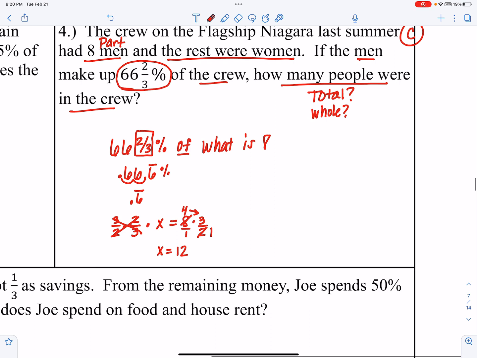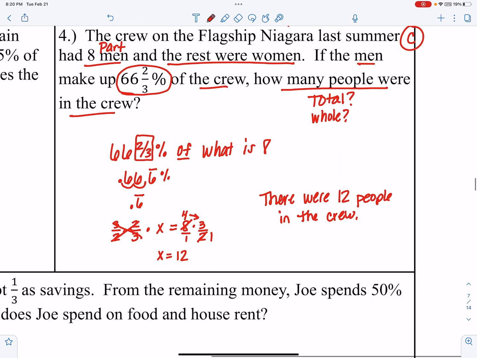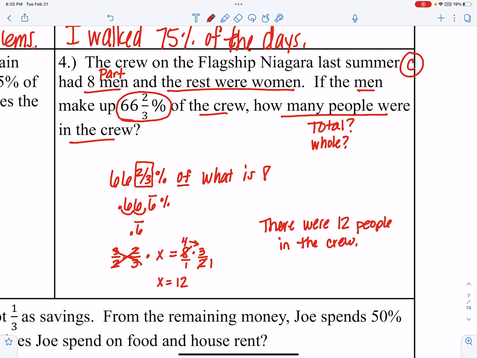So let's go ahead and answer the question. How many people were in the crew? There were 12 people in the crew. And let's make sure that makes sense. 8 men was 66%, so the 4 extra women make up that little extra, about 30%.